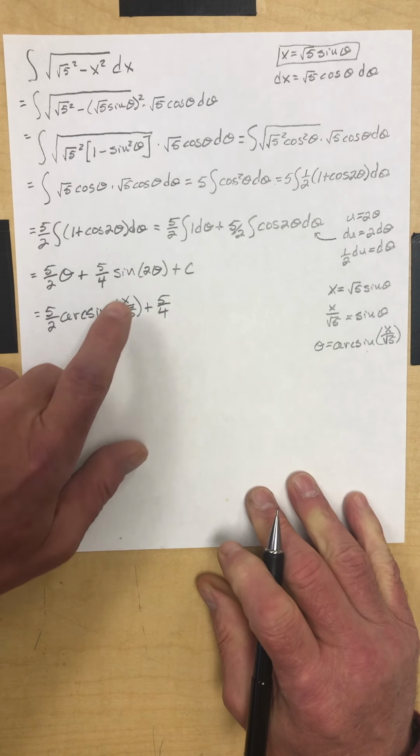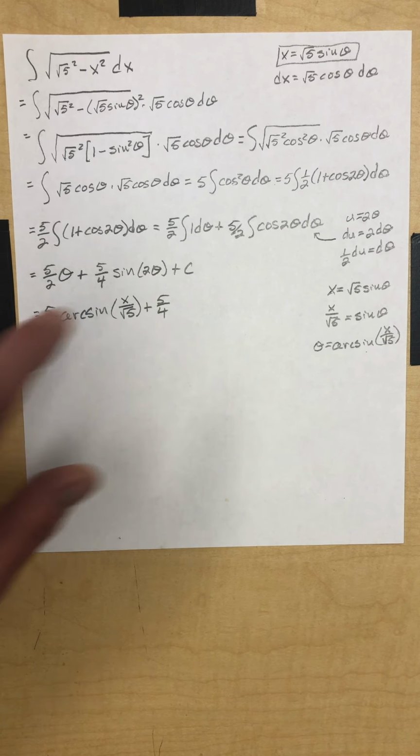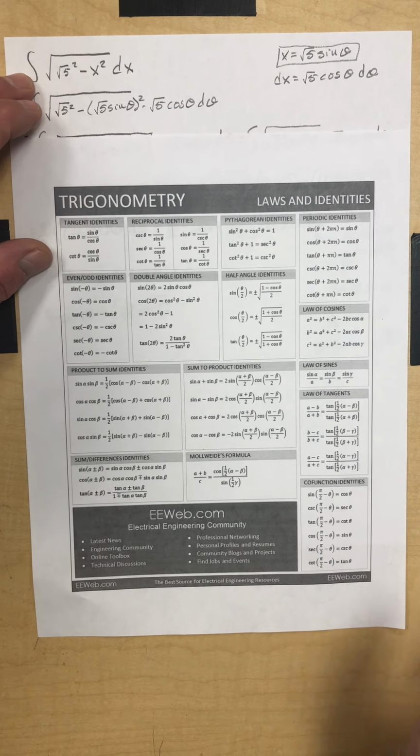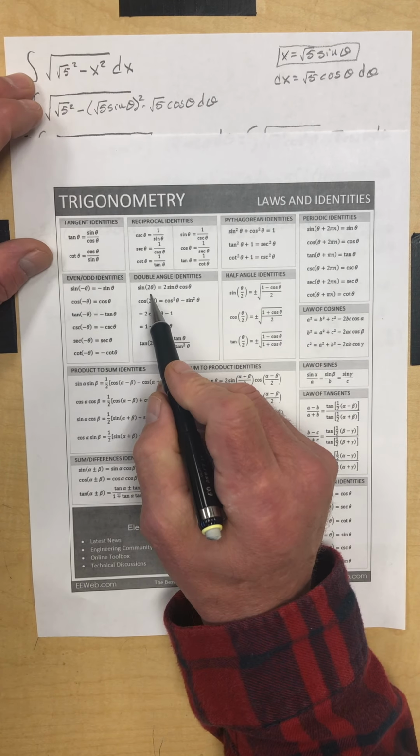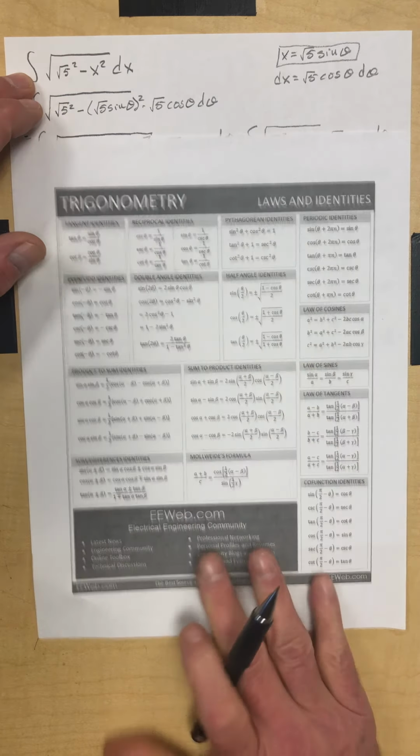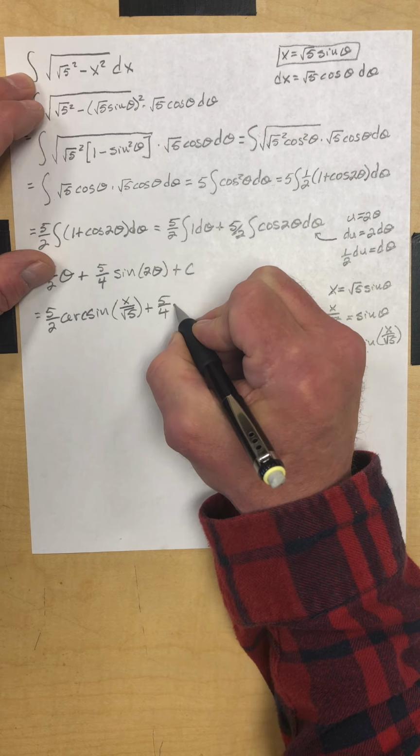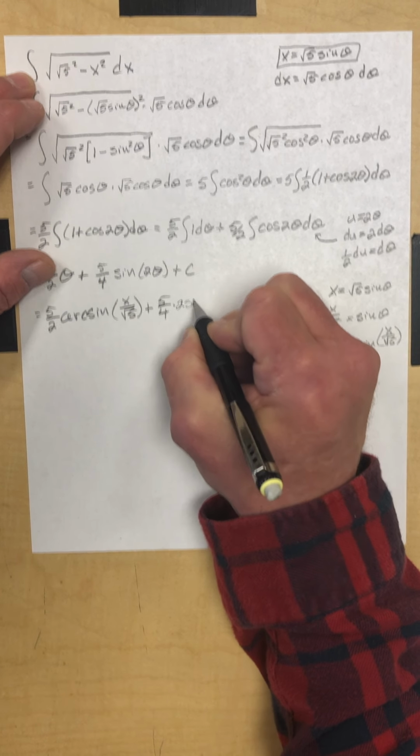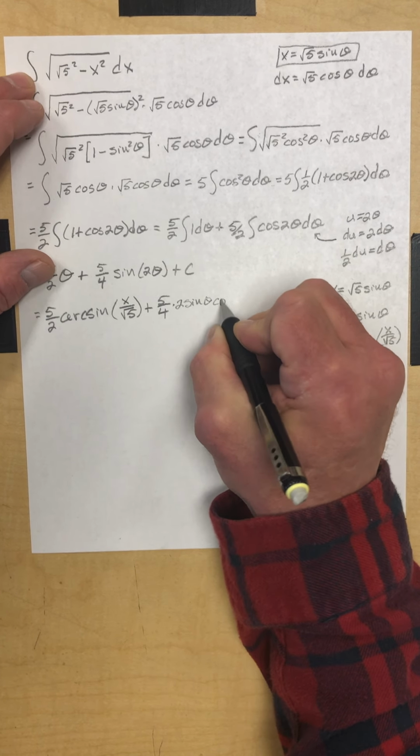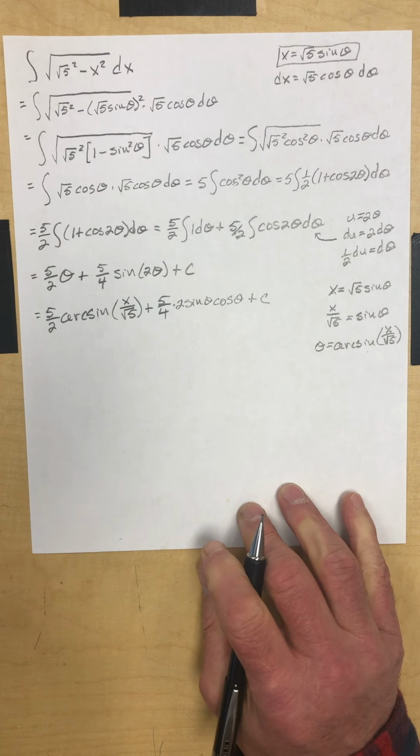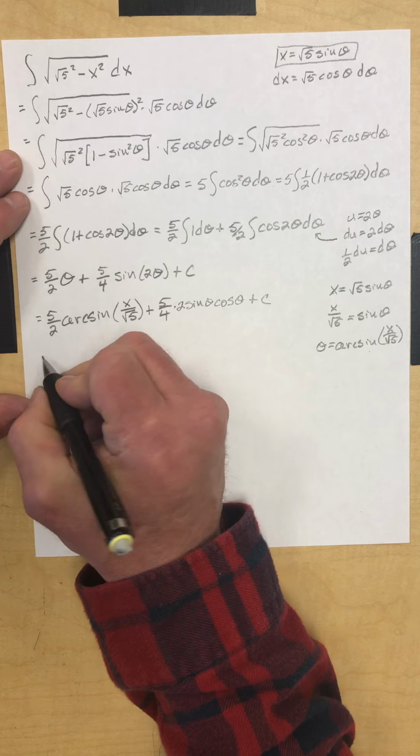Now the problem here is we have sine of 2 theta rather than sine of theta. So again, you go to your double angle identities. Sine of 2 theta is equal to 2 sine theta cosine theta, and that's what we substitute in, plus our constant of integration. Okay, so this part of it's done.